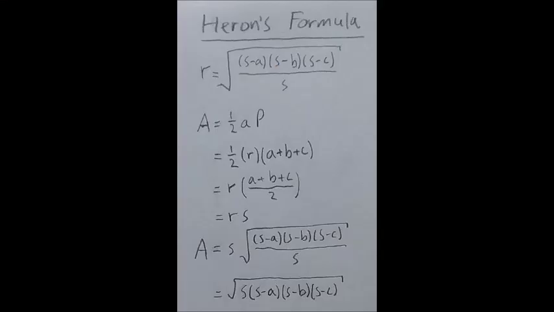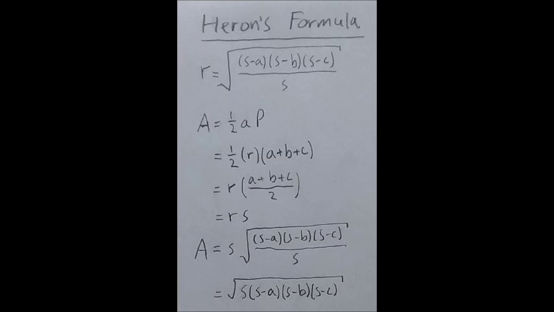We have already established in another lesson that the radius of a triangle's incircle is equal to the square root of (s minus a)(s minus b)(s minus c) divided by s, where a, b, and c represent side lengths and s is half the perimeter. I've just summarized that result in the first line.